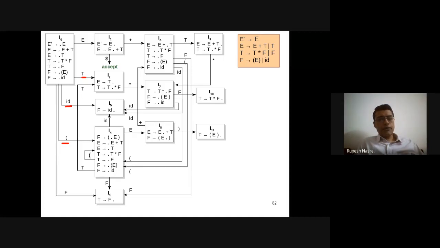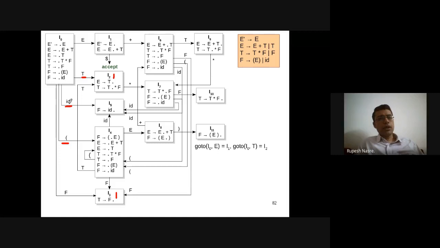So as an example, from state I0, if there are 0 to 11 states, that means the number of rows is going to be 12, and the number of columns is going to be the number of tokens plus the number of non-terminals, in this case E, T, F. E prime we don't need to worry about, because E prime will not appear on the right hand side. So on I0, on symbol E, we are going to go to state I1. Similarly on I0, T, we are going to go to I2, and F, we are going to go to I3.